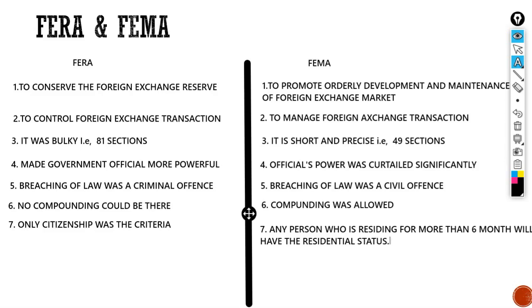So these were the various differences between FERA and FEMA. Prior to this, we learned why FERA came into existence, what FERA was, what the main objectives of FERA were, and FERA couldn't stay for long. So how did FEMA come into existence, and what were the objectives of FEMA. And then lastly we did the difference between FERA and FEMA. So with this we can conclude the topic based on FERA and FEMA.